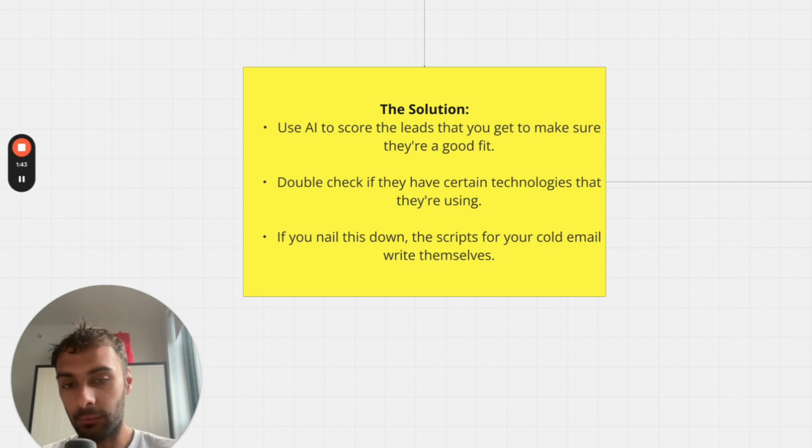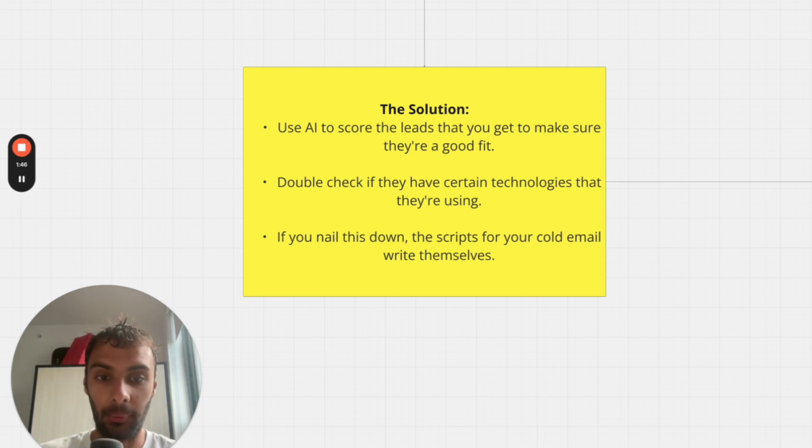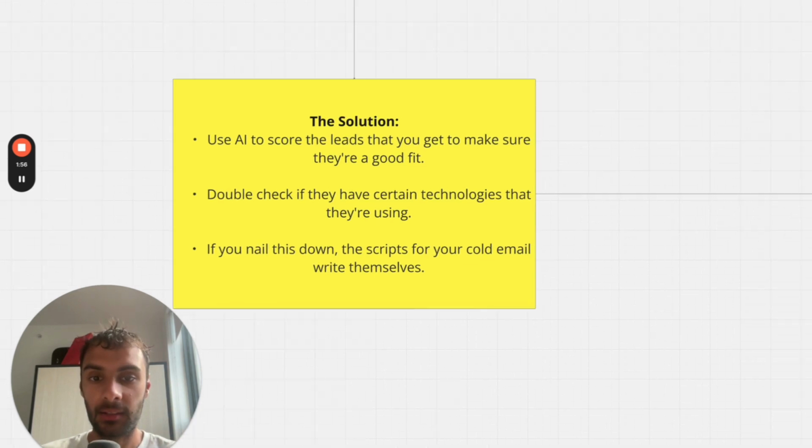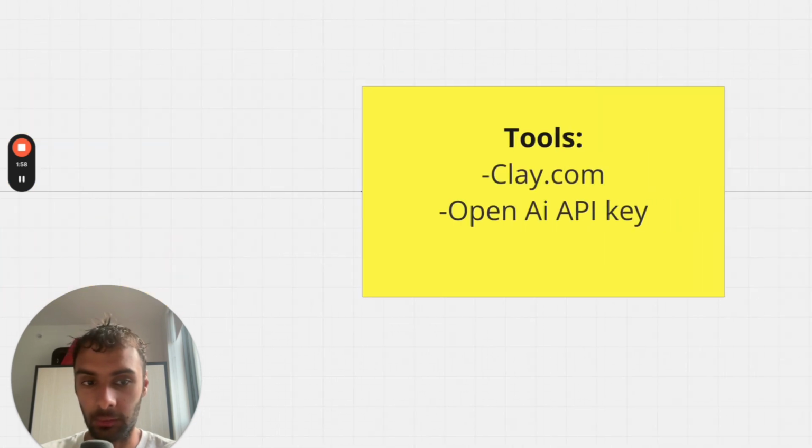And if you can nail this down, the scripts for your cold emails will literally write themselves, because the people that you're going to be reaching out to, they'll be hyper qualified and they'll be exactly in your ICP, right? So let me show you how you can actually use AI to do all this.